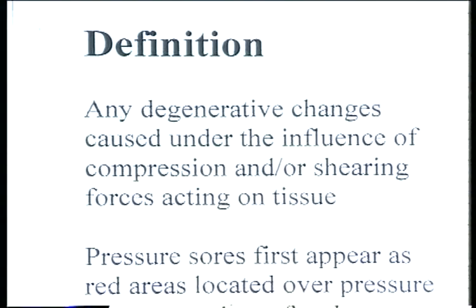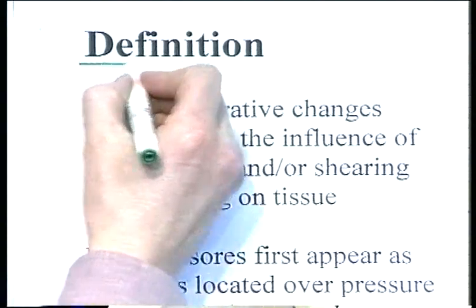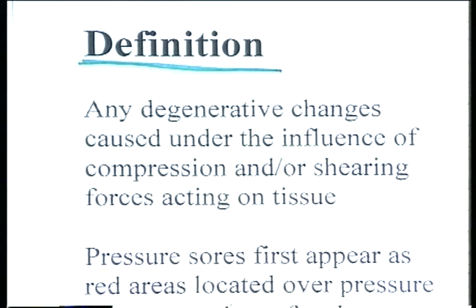Let's now define what we mean by a pressure sore, the definition. And of course, you read many definitions, but let's have a few ideas to try and develop what we're talking about. One definition here: any degenerative changes caused under the influence of compression and or shearing forces acting on tissue. So whenever a tissue is compressed, or whenever there's shearing forces acting on a tissue. So what we haven't looked at yet is what we mean by shearing forces. So let's look now at an example of compression and shearing forces.